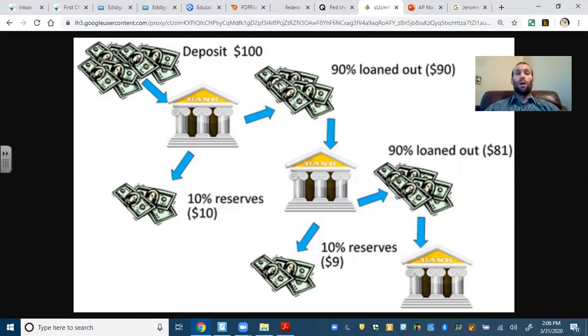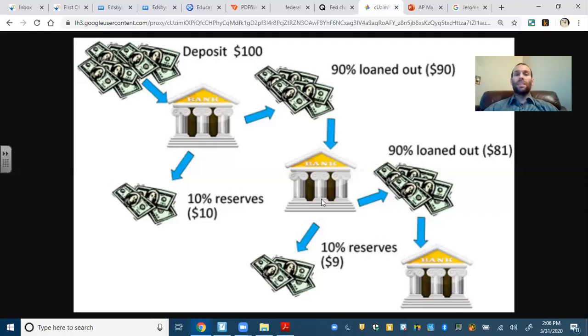Now, if you loaned out that $90, someone would get a $90 loan, they'd spend it. So now someone else then has $90 and they put it in the bank. The bank then holds on to 10%, which would be $9, and loans out the other 90%, in this case $81, and see how it gets smaller each time. So they'll keep doing this over and over again, and it's basically how the bank can create money. The bank can start right here with $100, but then they're going to get $90 of spending and $81 of spending, and so on and so forth. And that $100 will actually end up acting like $1,000.